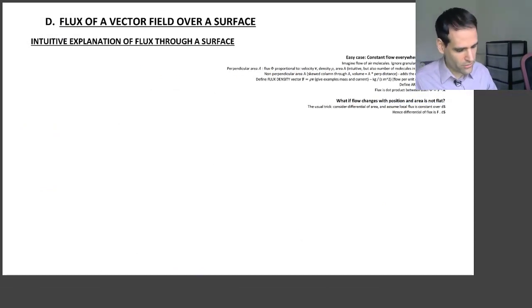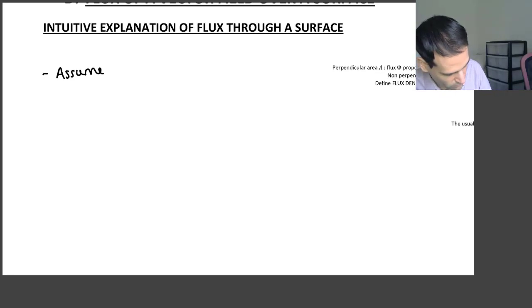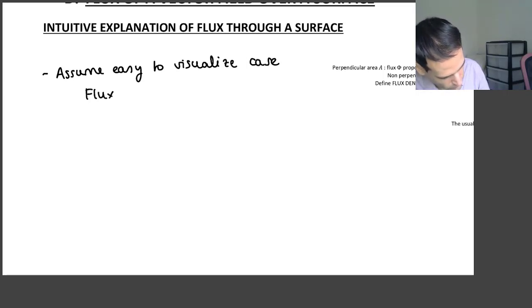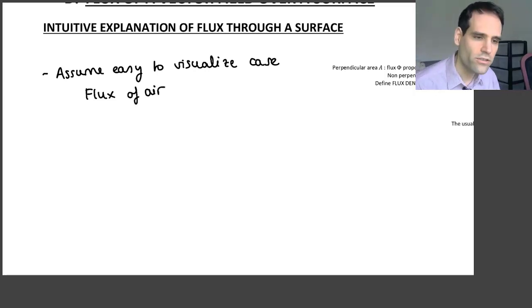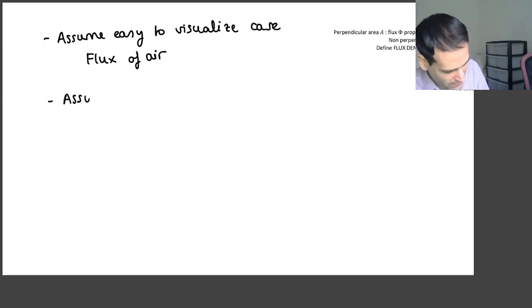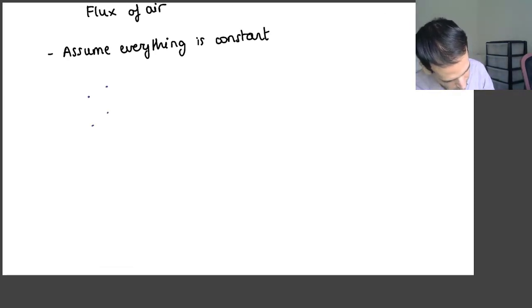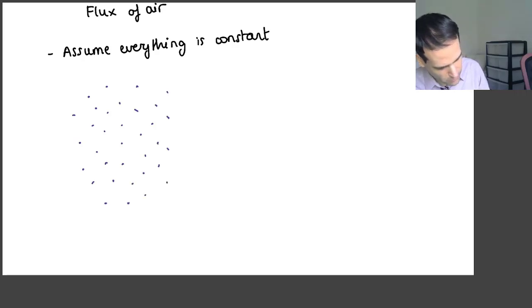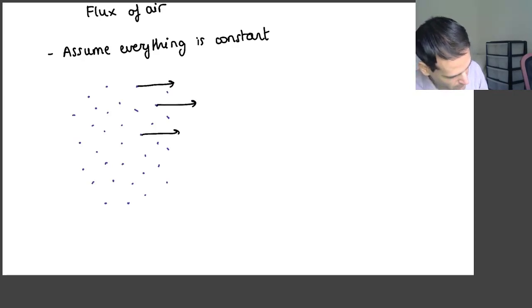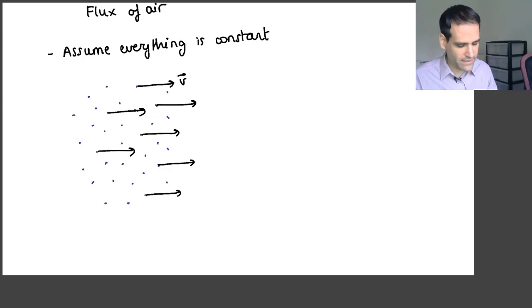So as I said, I'm going to give you first an intuitive explanation of the flux, okay? So the first thing I'm going to do is assume an easy to visualize case. The flux of air. Okay, and then I'm also going to start with another assumption that I will relax later. Assume everything is constant. So we are going to have a constant density of air. So let me draw air molecules. And the density is the same everywhere, okay? These are the air molecules. And these molecules have a velocity. And this velocity is the same for all of the molecules. Okay? So constant density and constant velocity everywhere.